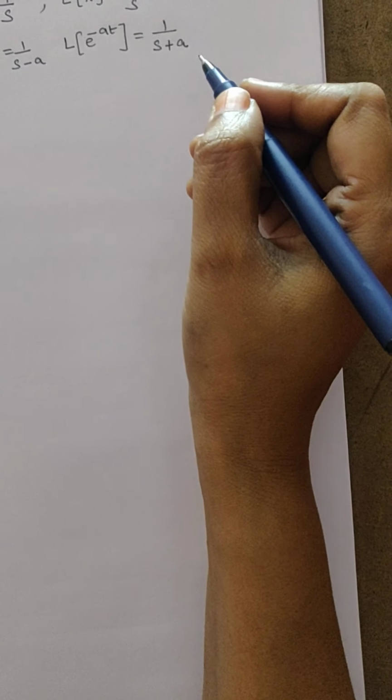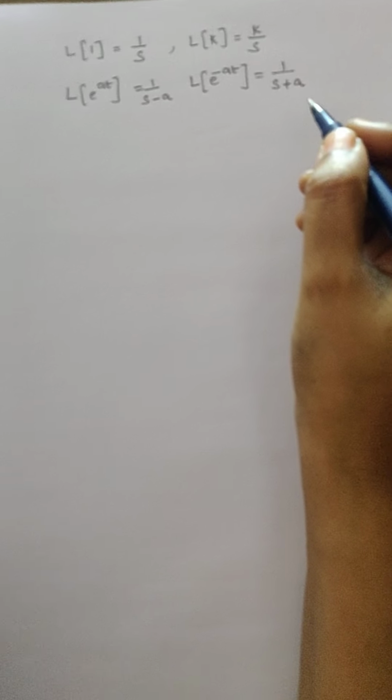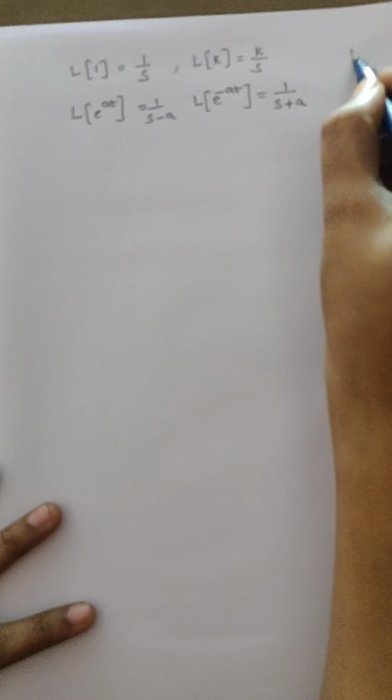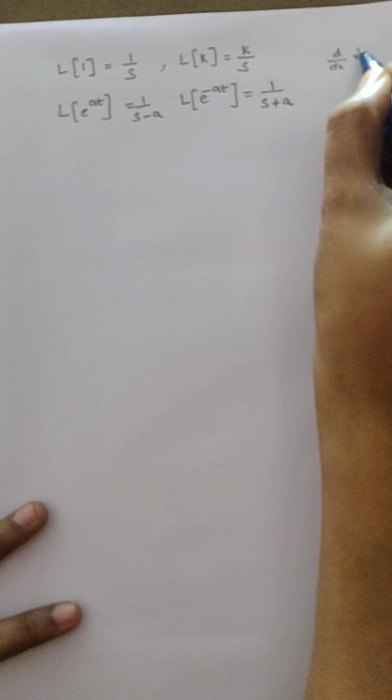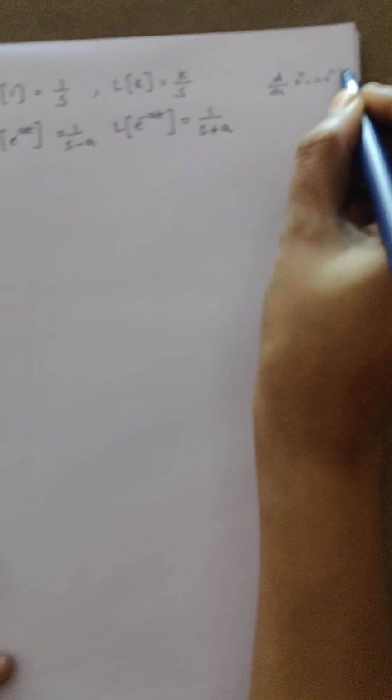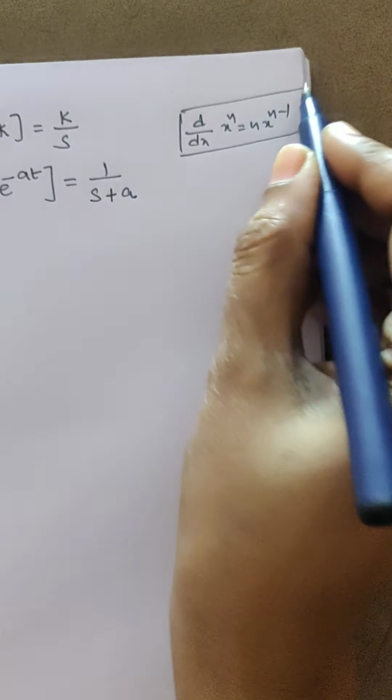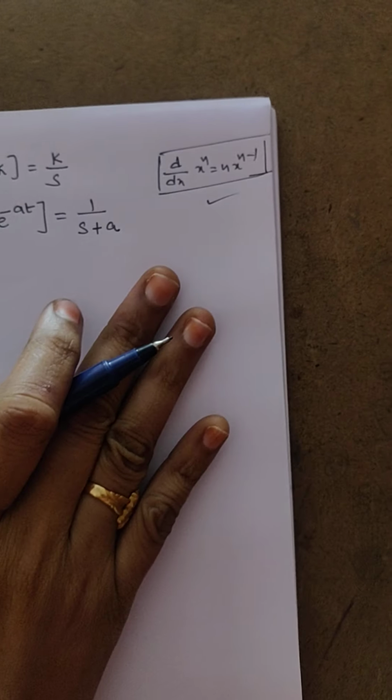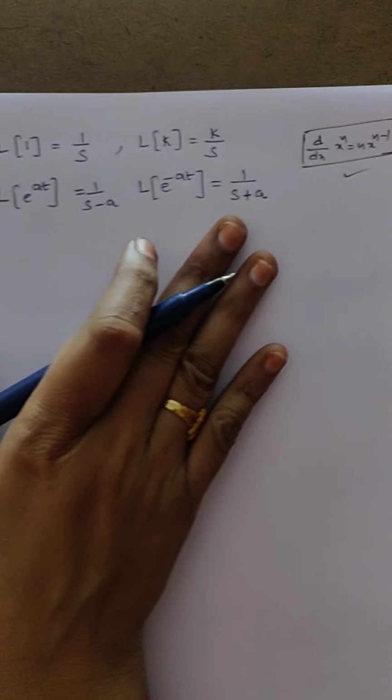Already in the intermediate we remember the differentiation and the integration formulas. D by dx of x power n equal to n x power n minus 1. We are applying this formula while doing differentiation. We remember this one. Like that, we have to remember the Laplace transform formulas also.